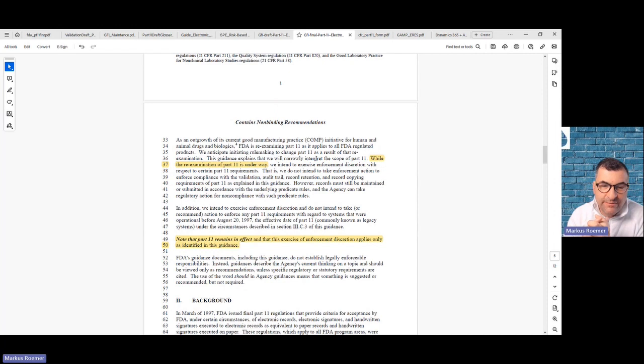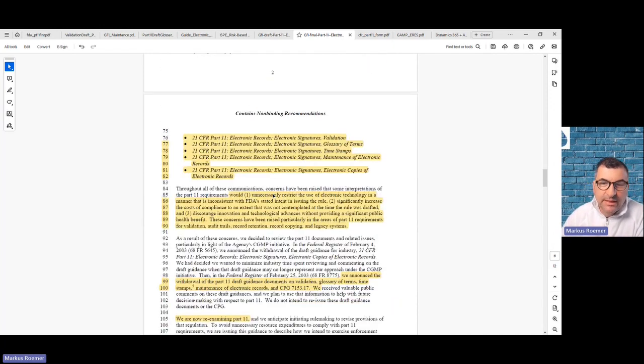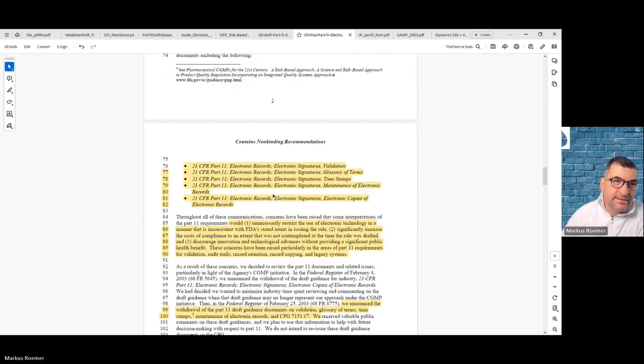while the re-examination of Part 11 is underway. I think it's still underway. It looks like that. What is also important to understand, note that Part 11 remains in effect. There's nothing on that, but always in combination with the guidance for industry scope and application, if you would ask me. And the guidance for industry documents that I have shown to you, validation, glossary of terms, timestamps, maintenance, and electronic copies, they have been withdrawn on one day, all of them.